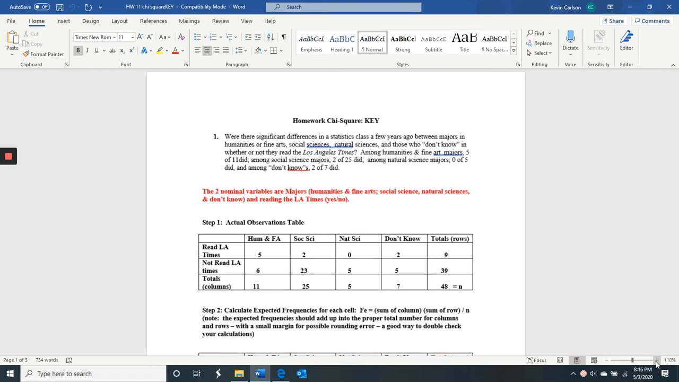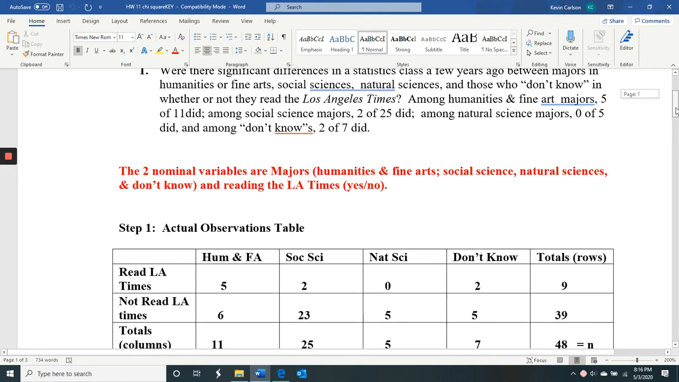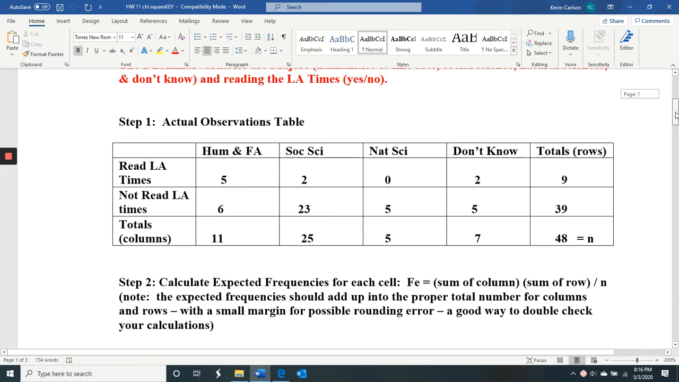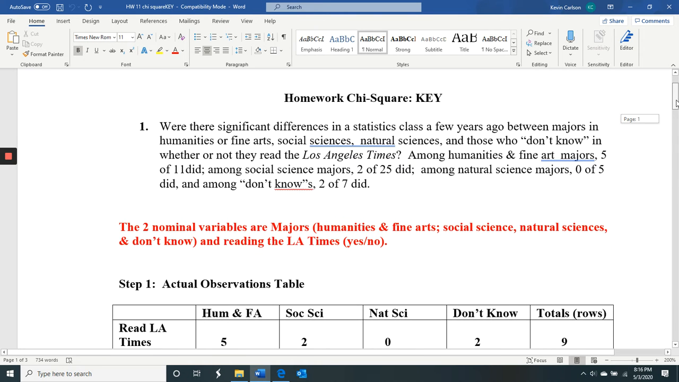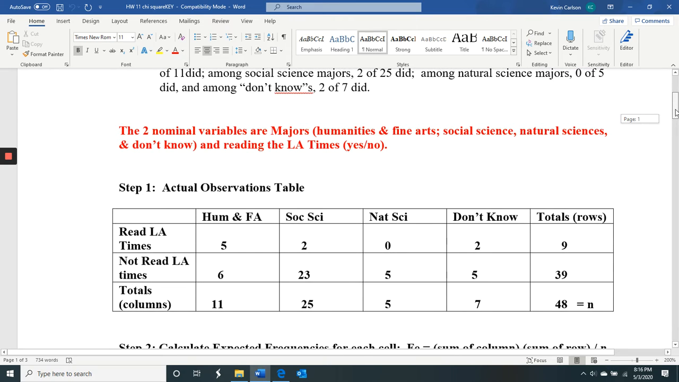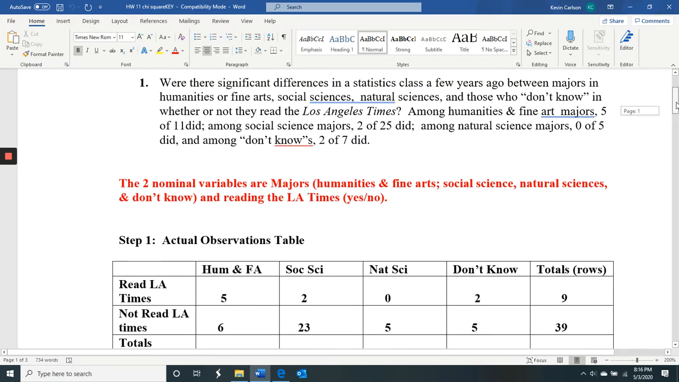Hi everybody, this is a review of the solutions to the homework on chi-square. So for your first problem, remember that you were supposed to make up this table. And so it's whether there's two nominal variables: your major, humanities, fine arts, social science, natural science, and don't know yet, and whether or not the person read the LA Times.